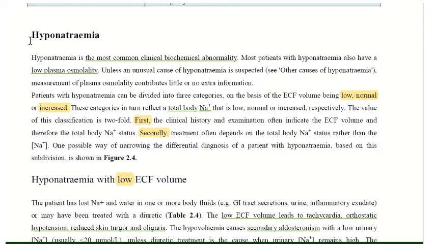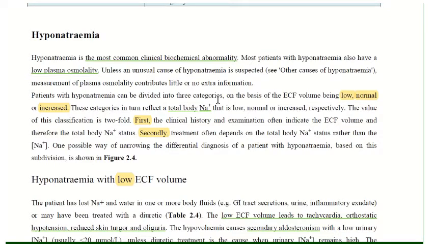الآن نأخذ موضوع الهايبونايتريميا. Hyponatremia is the most common clinical biochemical abnormality. أغلب المرضى with hyponatremia also have a low plasma osmolality. The patient with hyponatremia can be divided into 3 categories.